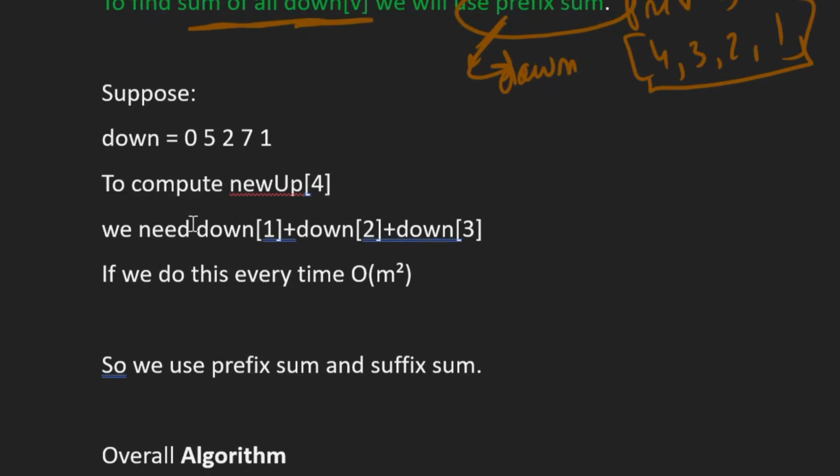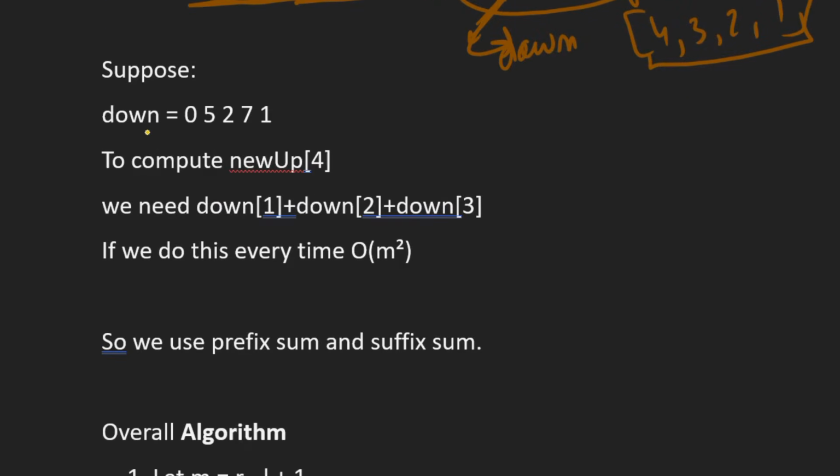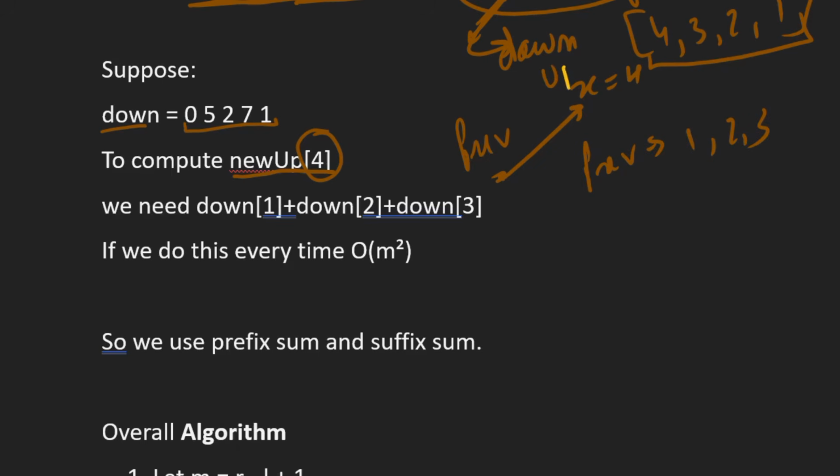Now let's see an example to get this more clearly. Suppose this is our downs array having values 0, 5, 7, 2, 7 and 1. And now what do we want? We want new upstate for 4. New upstate for 4 means our new value x is equal to 4. Then what should be our previous values? So previous values can be 1, 2, 3. So this is up of x is equal to 4.